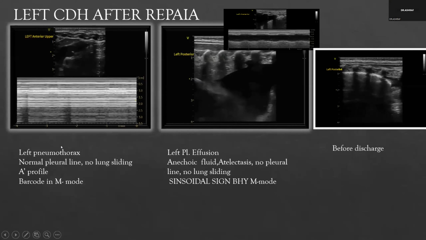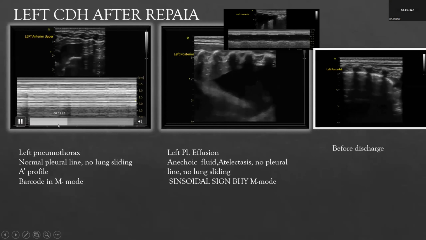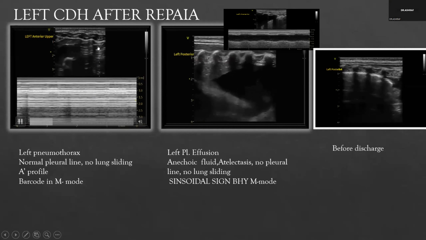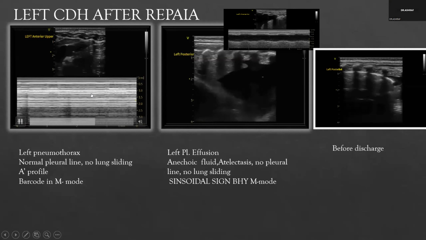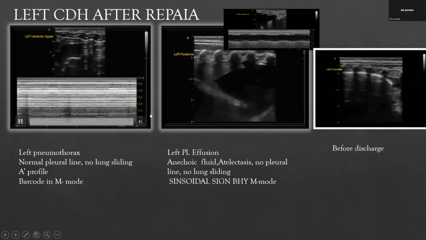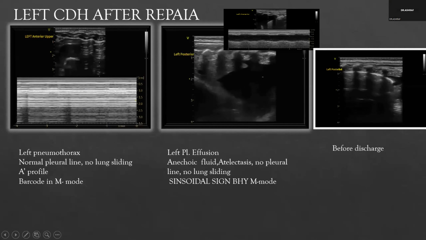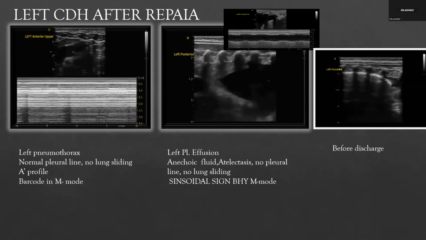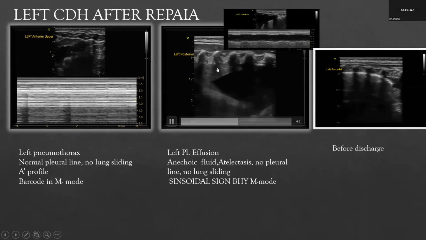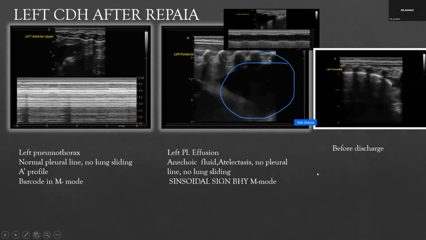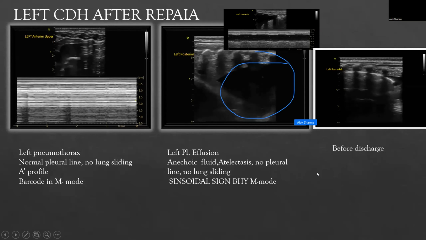In the beginning after repair, at 24 hours, they go to pneumothorax. You have here the lung point and this POCUS sign. After maybe 5 or 6 days, you get pleural effusion. This is atelectasis, here atelectasis, and this is the effusion. And this is before discharge. Very nice. Beautiful.